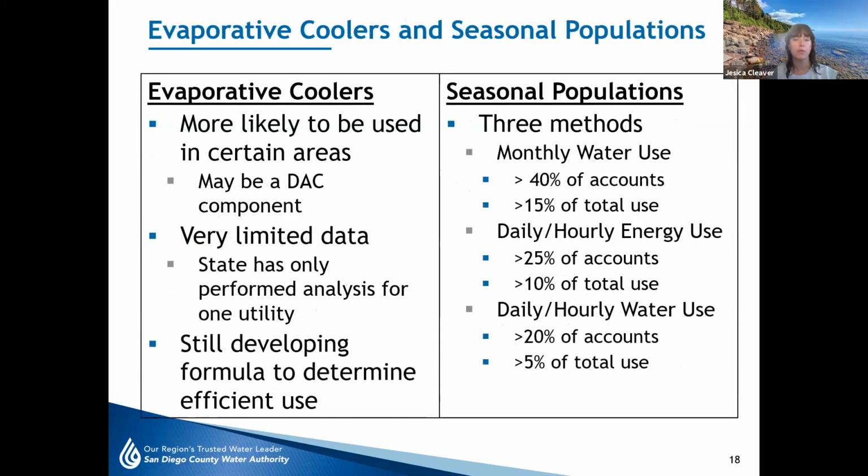Next, we have evaporative coolers, and evaporative cooler use is probably more concentrated and more relevant for specific geographic areas. The state also acknowledges that there may be a disadvantaged community relationship there, but they haven't been able to elaborate much on that. In general, there's very limited data on this variance, and they've only performed analysis for one utility. So because they have such limited data, they haven't actually developed a formula to determine efficient use of evaporative coolers.